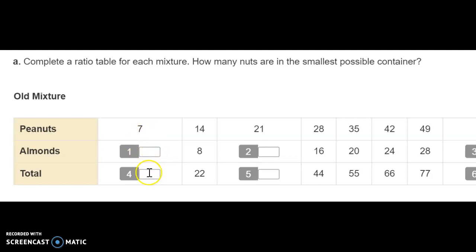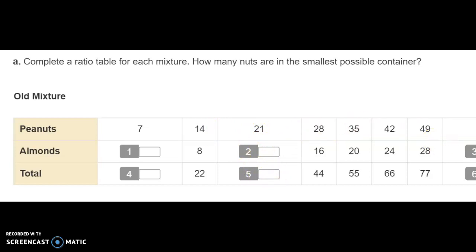7 plus 4 is going to give me 11. They doubled it. 7 times 2 is 14, 4 times 2 is 8, 11 times 2 is 22. Then we come from 7, we multiply it by 3. 7 times 3 is 21. What was our old almond? Almond was 4. 4 times 3 is going to give us 12. We add our 21 and our 12 together, and that'll give us our total.